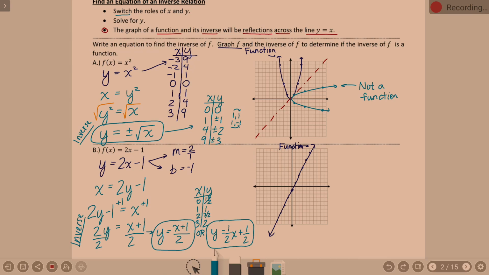Redo. 0, 1/2 is up 1/2. 1, 1. Right 1 up 1. 2, 3 halves. So that's right 2 up 1.5. And 3, 2. Right 3 up 2. Okay. You could do other points. Basically, you're seeing a slope of 1/2. So take a whole point and just go up 1 over 2. Up 1 over 2. You can reverse that if you want. Okay.